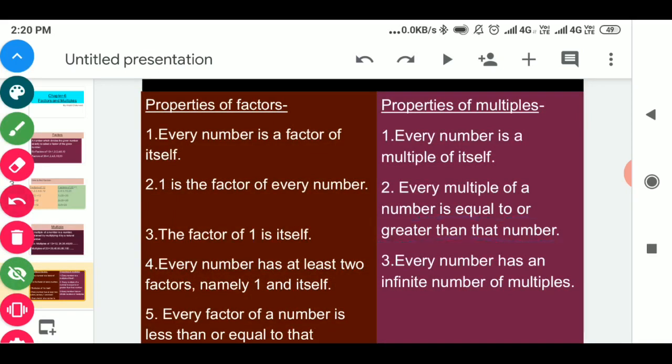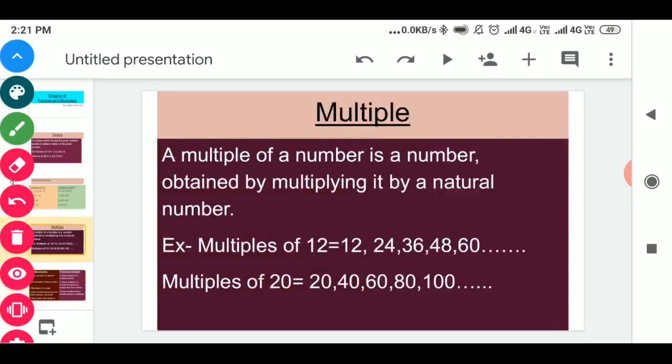The third property is every number has an infinite number of multiples. As I have told you earlier, here you can see the multiples of 12 are infinite. Multiples of 20 are infinite, because when you multiply any number by a natural number, you will get the next multiple of that number. There are infinite natural numbers, so when you multiply with those numbers, you will get infinite multiples.